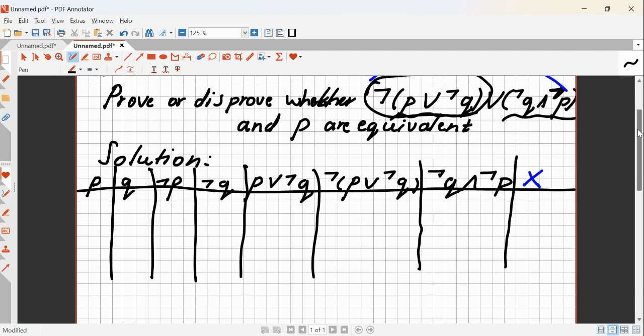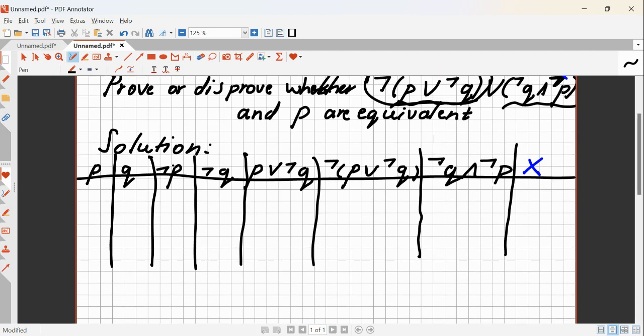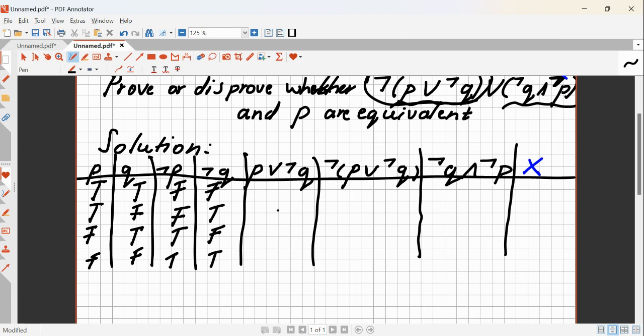First of all, let's integrate statements for P, which is true, true, false, false, for Q, true, false, true, false. For not P, it's vice versa, which is F, F, T, T. For not Q, also F, T, F, T.